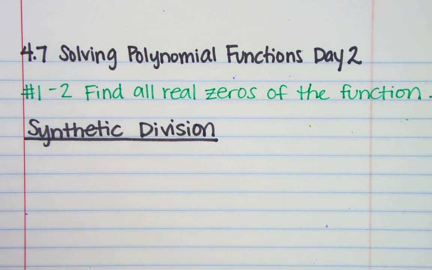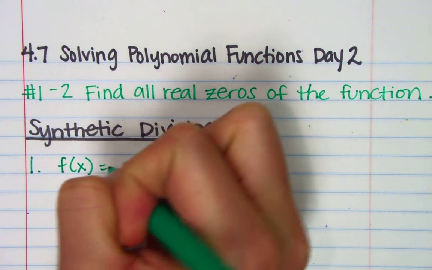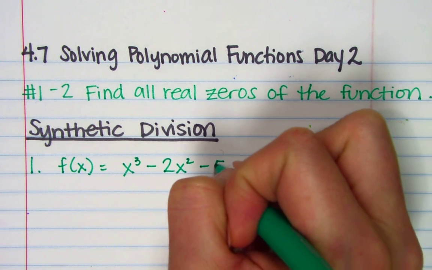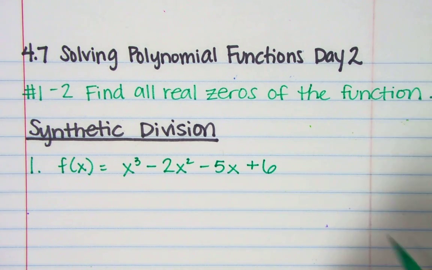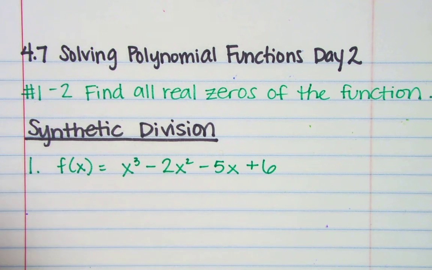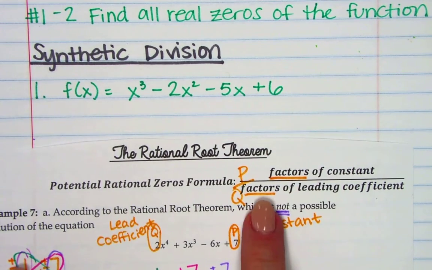Okay, so today's first problem, number 1, will be f of x equals x cubed minus 2x squared minus 5x plus 6. Okay, and we're going to use one of the things we learned last time, the potential rational zeros formula from last class. It was this, where you had the factors of the constant divided by the factors of the leading coefficient.